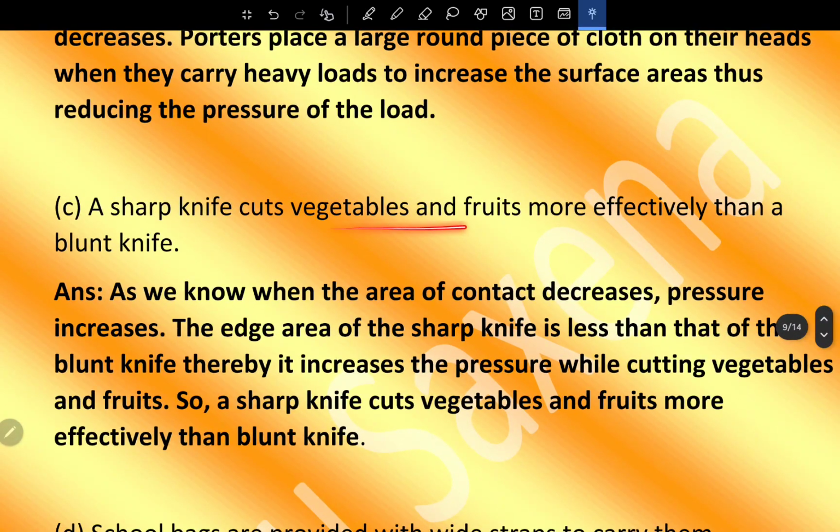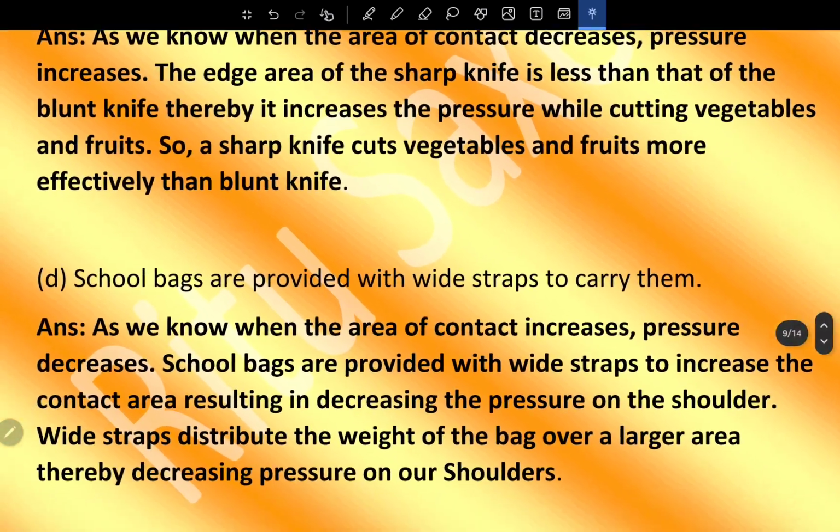A sharp knife cuts vegetables and fruits more effectively than a blunt knife. As you know, when the area of contact decreases, pressure increases. The edge area of the sharp knife is less than that of the blunt knife. Therefore, it increases the pressure while cutting vegetables and fruits. So a sharp knife cuts vegetables and fruits more effectively than a blunt knife.